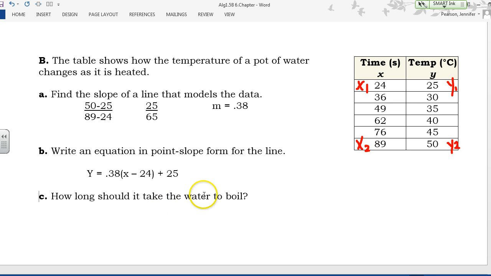How long should it take the water to boil? So we need to know that water boils at 100 degrees Celsius. So I will replace my y value with 100 and then solve the equation to tell me how long it takes the water to boil. So I will replace y with 0. And now I can solve by adding 25 to both sides. I'm sorry, subtracting 25 from both sides. Because I have a plus 25, I need to do a minus 25, and then those would cancel out.